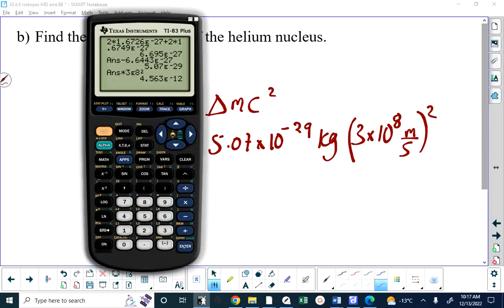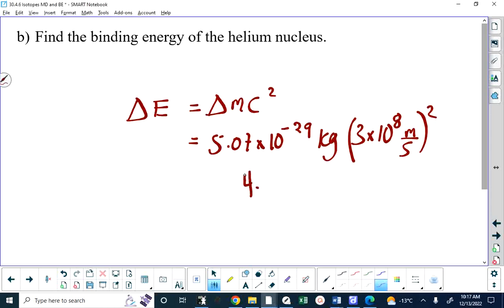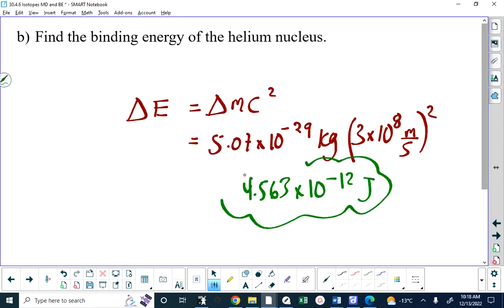.563 times 10 to the negative 12 joules. I don't care about significant digits. That's not my point in this lesson. Are we getting the same number? Is that a large amount of energy? You wouldn't think so. Convert it to electron volts.